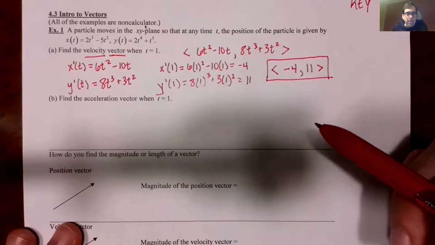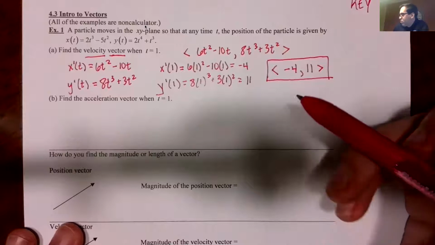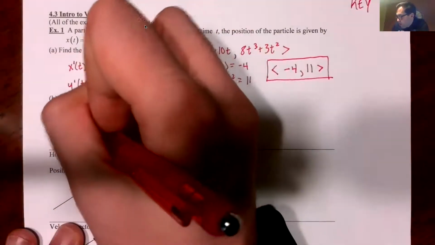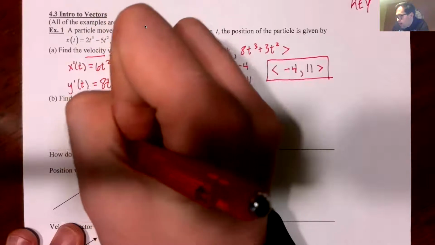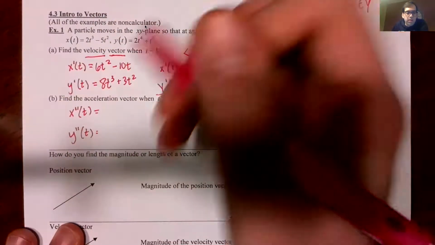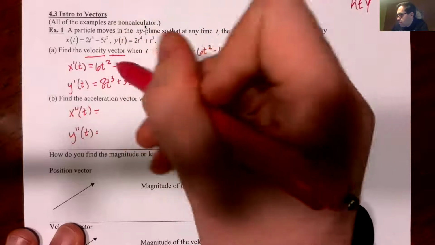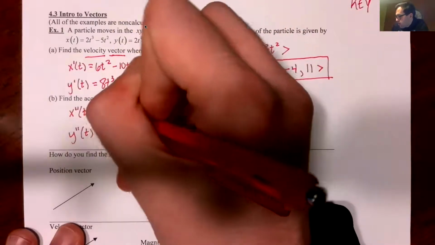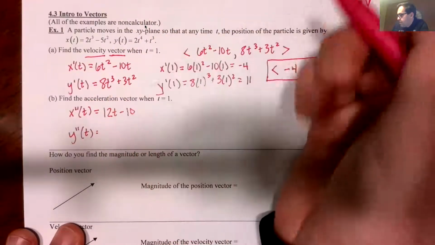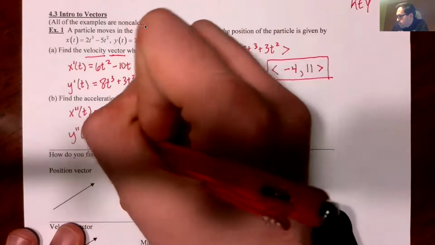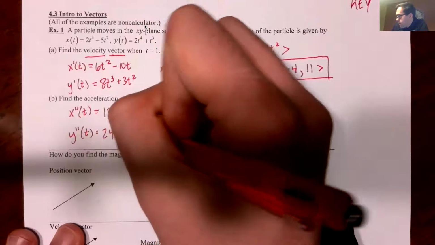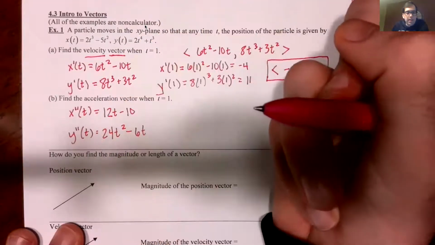All right, letter B, find the acceleration vector when t equals 1. So now we're looking for the second derivative in terms of t for the y and the x. So we're just going to keep taking a derivative. So 6t squared minus 10t. We take the derivative, we get 12t minus 10. 8t cubed plus 3t squared. We take the derivative, we're going to get 24t squared minus 6t.